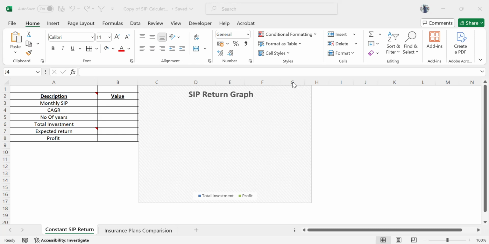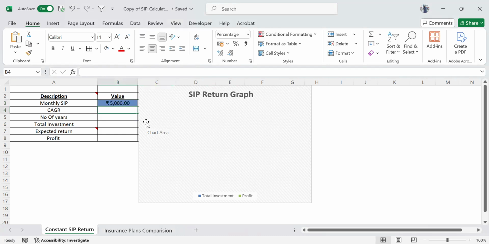This can be done using a very simple formula, that is the future value of money. So here, first we will be taking 5,000 rupees as the SIP amount that we want to invest per month in a particular fund. Let's say it is 5,000 rupees we are investing, and the CAGR or the return we are expecting per year may be 10%, and the number of years we want to stay invested is, let's say, 5 years.